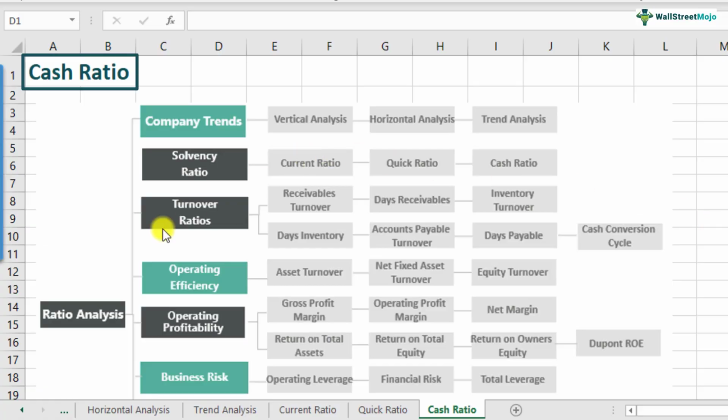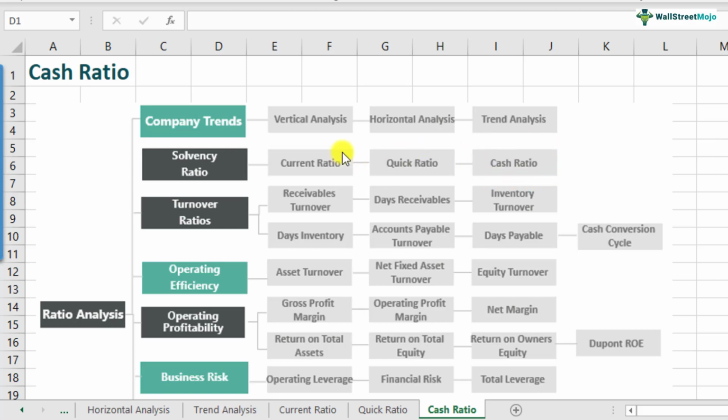What is cash ratio? Cash ratio is a part of the ratio analysis framework and it comes under the solvency ratio. In our previous videos, we discussed current ratio and quick ratio, and each of these ratios has certain limitations associated with it and measures the liquidity of the company. Cash ratio also measures the liquidity of the company, but it's a bit more aggressive.